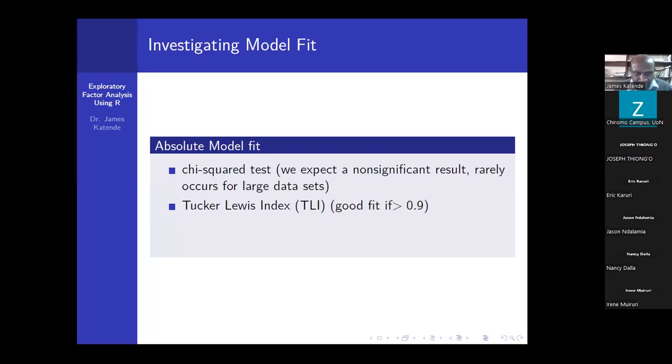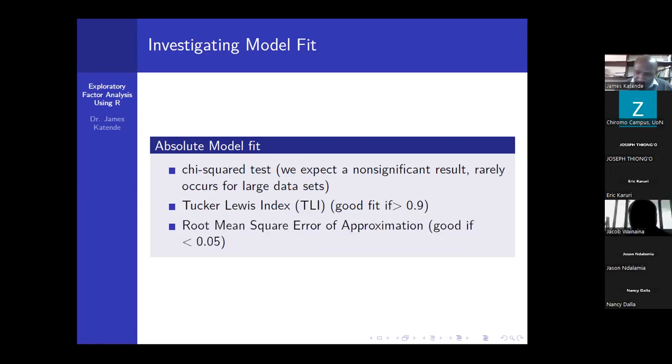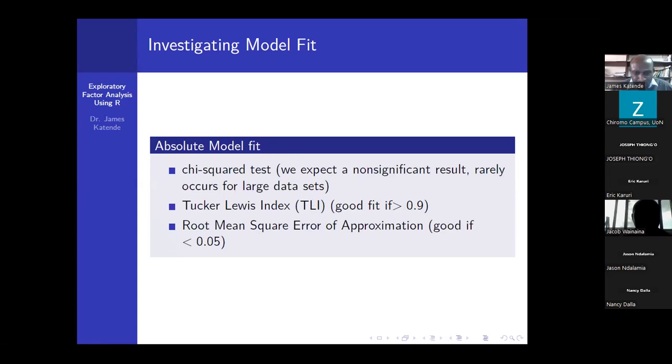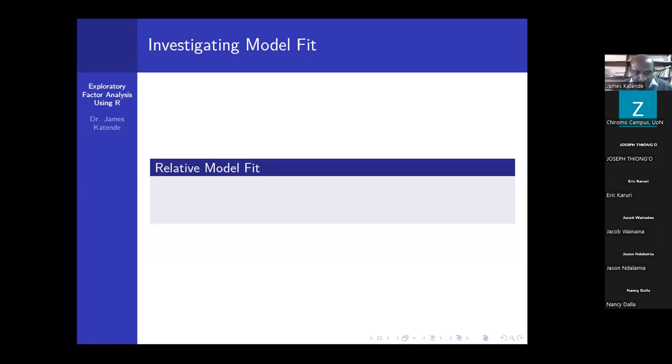And usually a value of more than 0.9 or just around 0.9 would be considered good. Then there's the root mean square error of approximation. That would be good if it's really small, preferably less than 0.05. Then you can compare models using this Bayesian information index, and a lower value for a model means that your model is a better model.